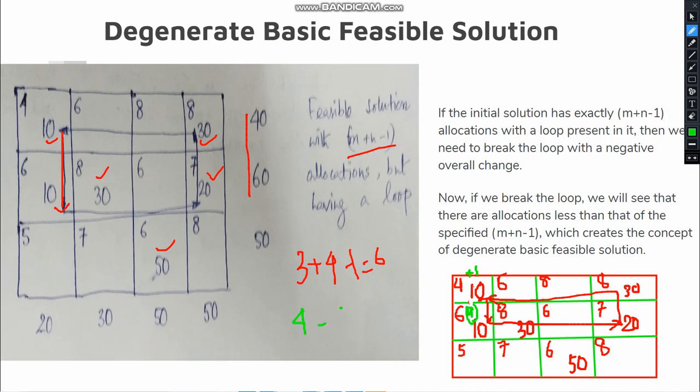So minus 6, and here it will be minus 8, and here it will be plus 7. So ultimately you are saving up 3 rupees per unit. So let's just do it for the whole. That means we are going to change the whole allocation. Okay, now how we can do that?